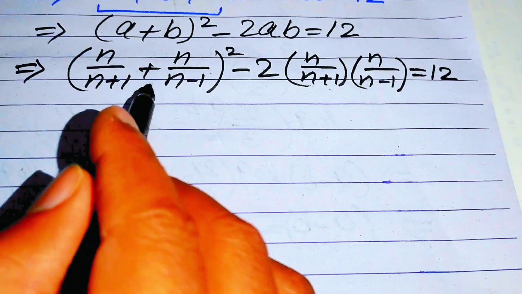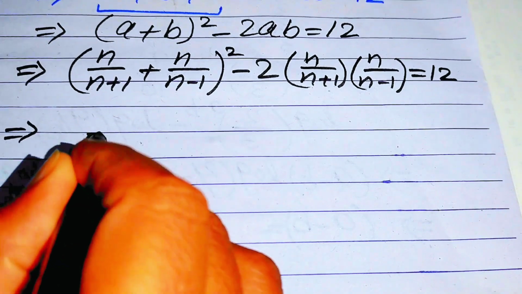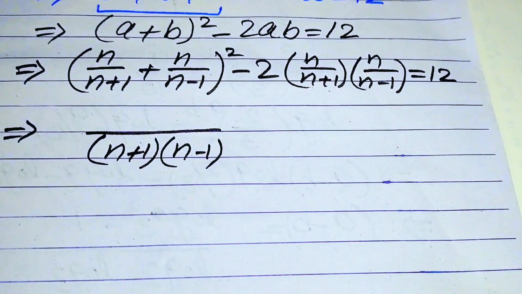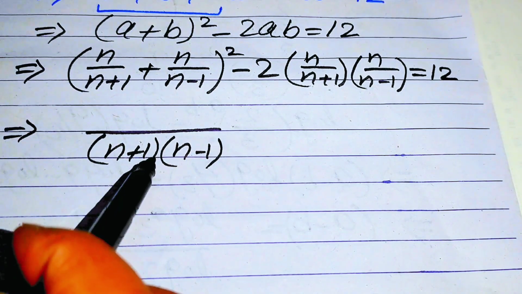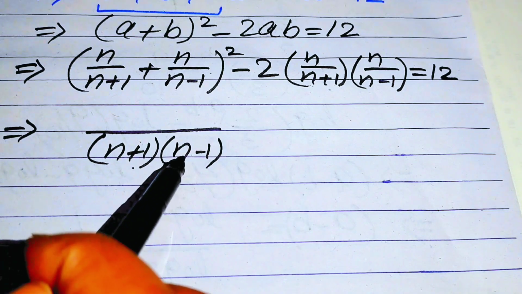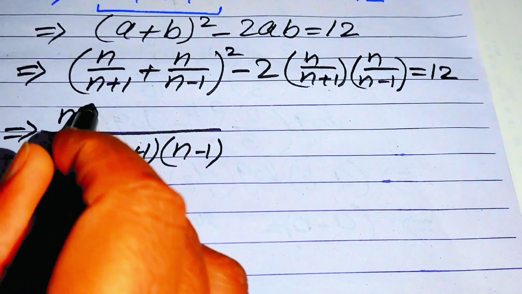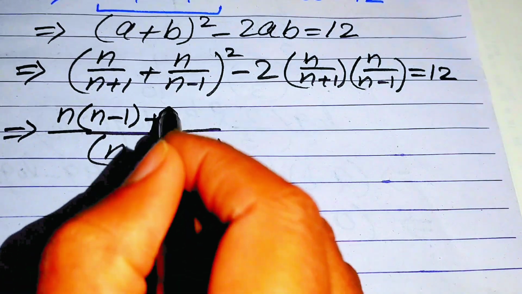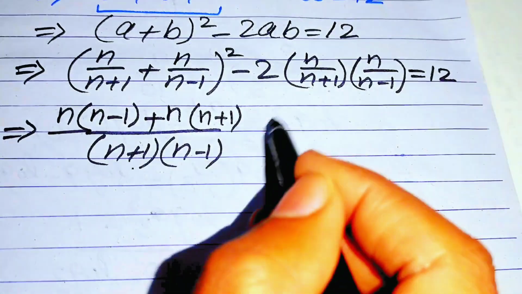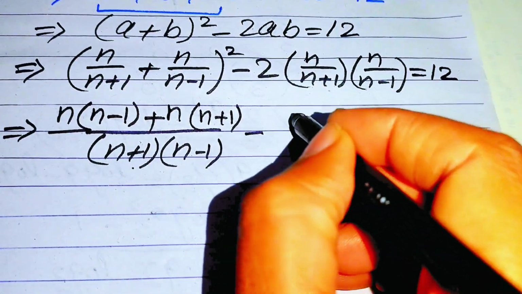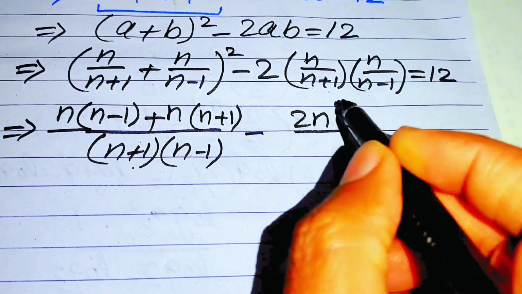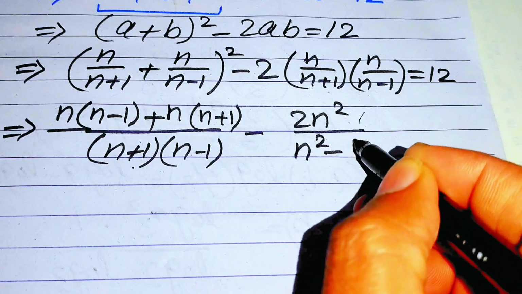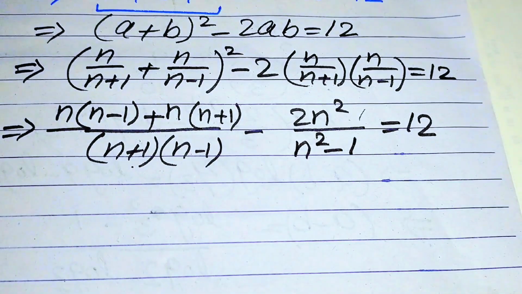And now first we take the LCM of these terms, and after taking the LCM it will become in this form: (n+1)(n−1). And when we divide by this n+1, the n+1 is cancelled, and we multiply this n−1 to the upper term, and it will be written as n(n−1) + n(n+1), minus, here we multiply these terms and we get 2n², over, here we know that (n+1)(n−1) equals n² − 1, and this whole equals 12.